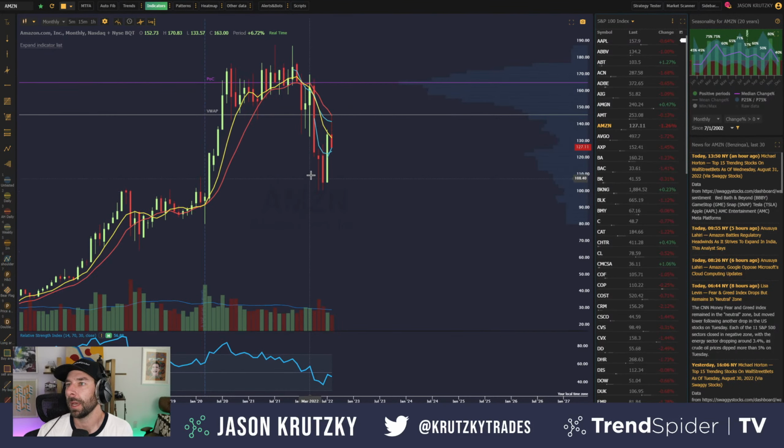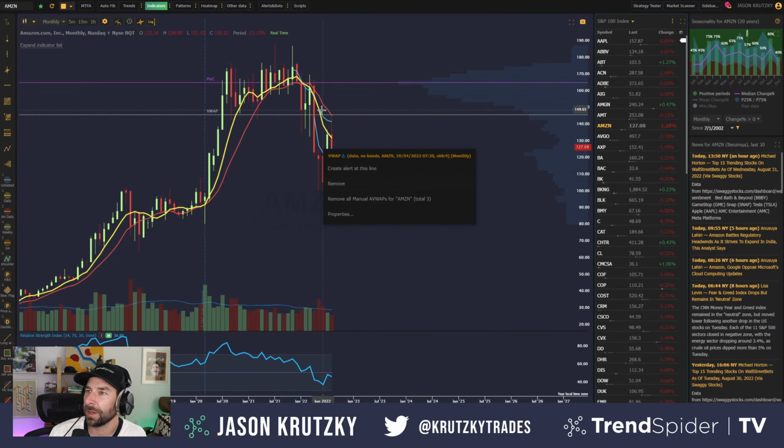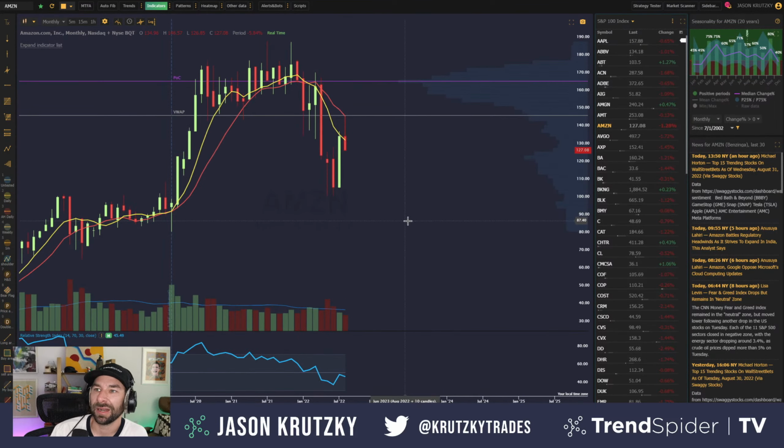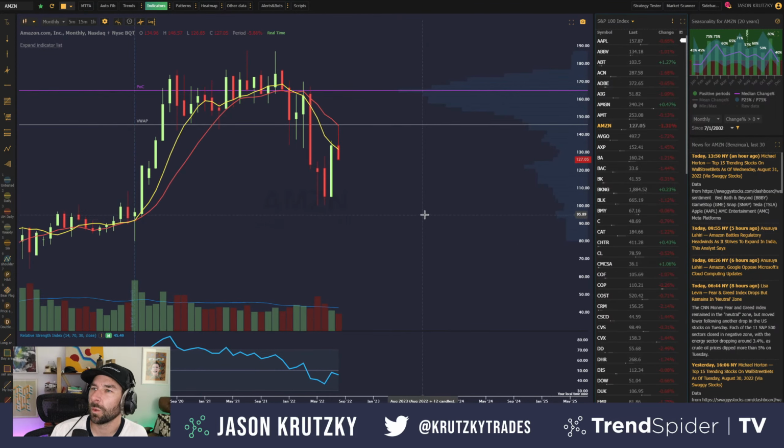Amazon, a name everybody's talking about, a name everybody knows. Let me remove all these guys. But at a very tricky spot, that is for sure. Let's take a look. Point of control and VWAP from the COVID lows are above where price is trading right now. Looks like we came into that VWAP from the COVID lows to almost the penny. That kind of vibes with our 12-month moving average as well.